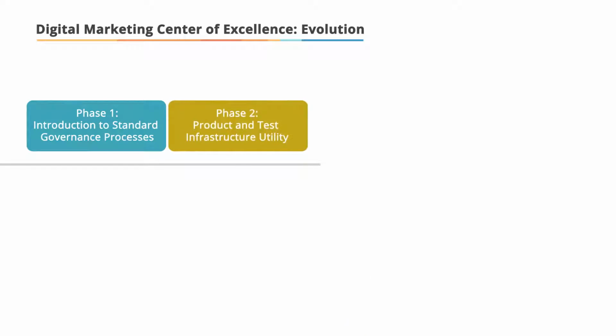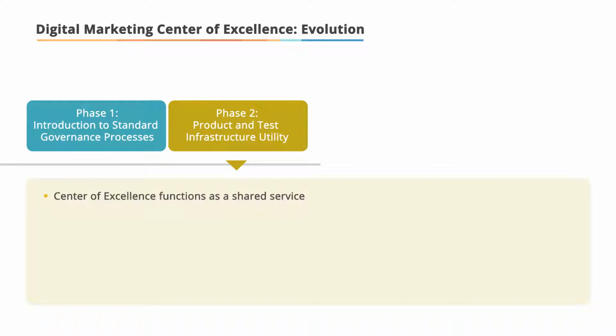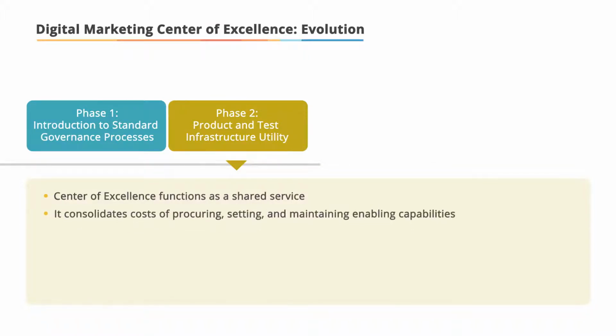In the second phase of the Digital Marketing Center of Excellence evolution, they will act as a product and test infrastructure utility. The Center of Excellence will work as a shared service. Their goal is to consolidate cost and procurement. They want to set up and maintain the enabling capabilities of marketing. The team will aim to achieve training and certification.